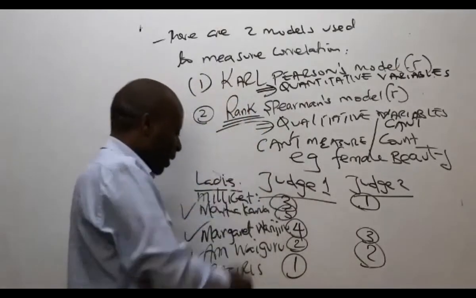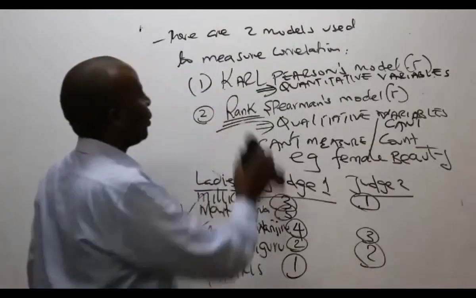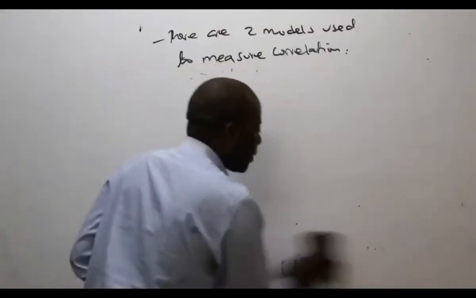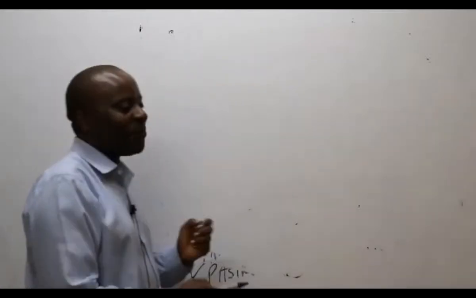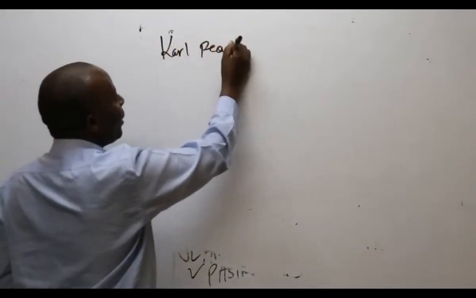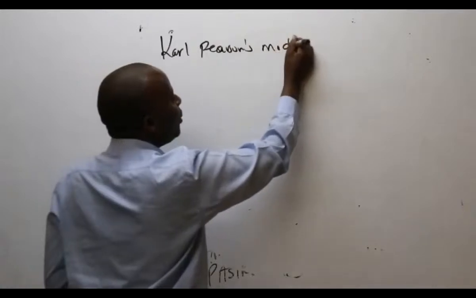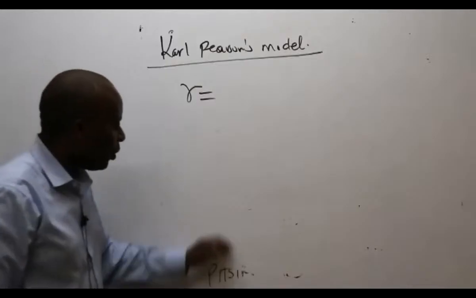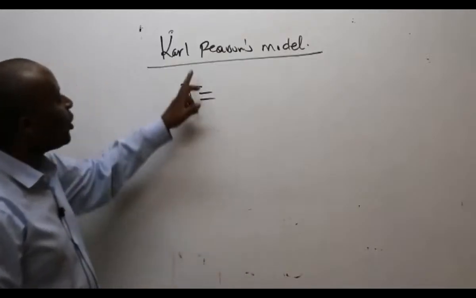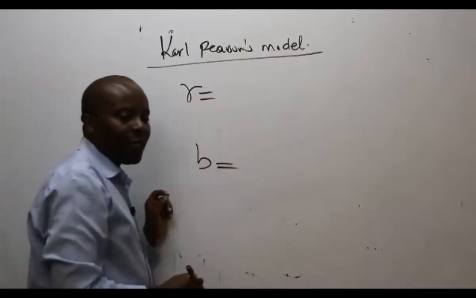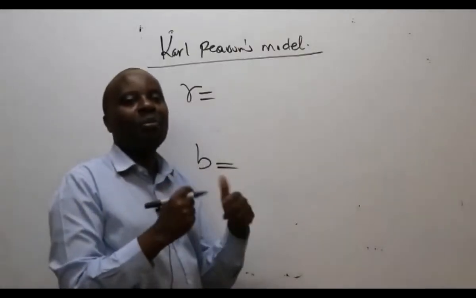Ladies and gentlemen, let's get back here. Please write for me there, Karl Pearson's model. For Karl Pearson's model, I need to know the formula of getting R. Anytime they mention Karl Pearson's model R, first of all I'll be forced to remember the formula of getting B, because there is quite a big relationship between B and R.